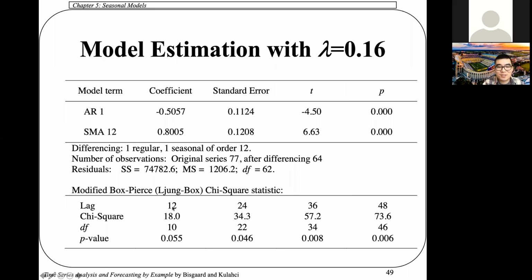That's one possibility, but we still see that these p-values are not perfect. Even if you look at lag 36 and lag 48, they are too small, right? So the other possibility for those very weird p-values of the LB statistics is something we can check, what I mentioned.